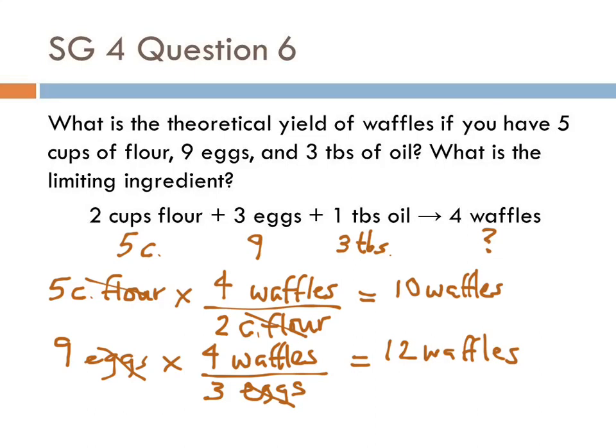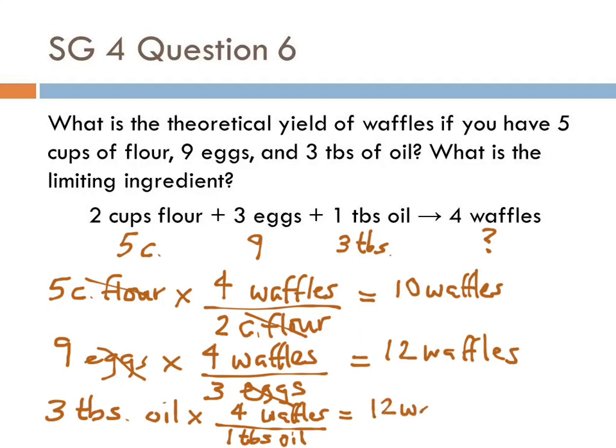And then we're going to do the other one, the oil. So I'll try to do it correctly this time. 3 tablespoons of oil. I didn't leave myself much room. Squeeze it in there. Waffles and oil. So 4 waffles for every 1 tablespoon of oil. If we use up all the oil, we could make 3 times 4, or 12 waffles. So those units cancel.